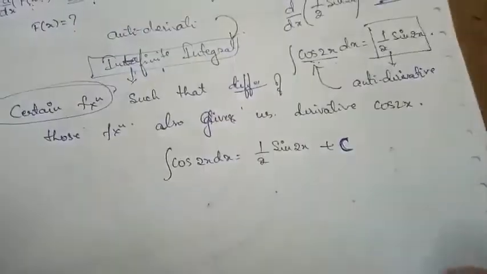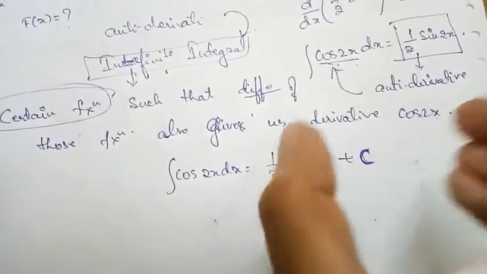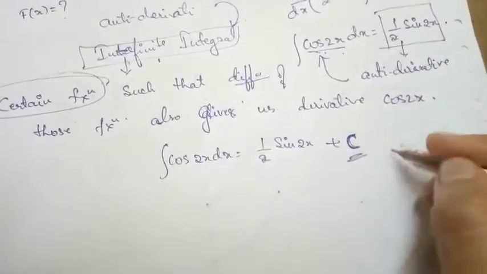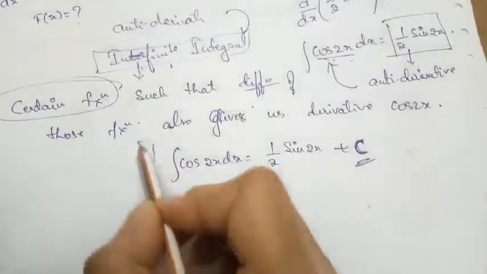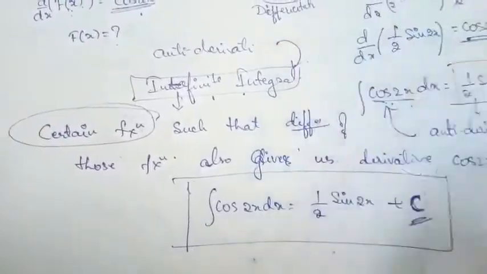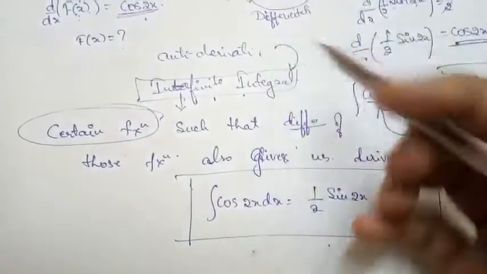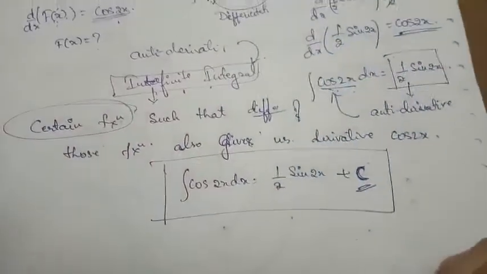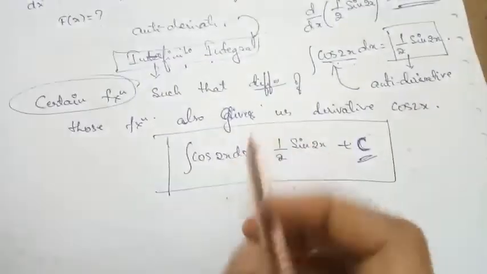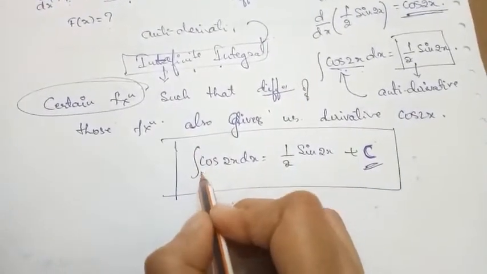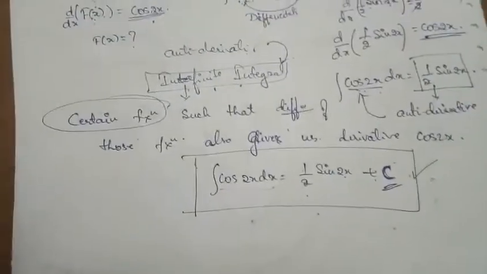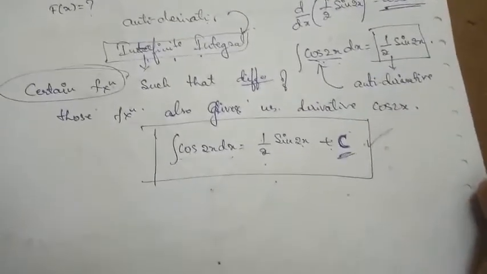This is a constant. The differentiation of these types of functions may involve any arbitrary constant, say c; this is an integral constant we add. So the indefinite integral is a proper explanation, or proper understanding, of an antiderivative. If we add this c, we give a proper definition of an antiderivative. So the antiderivative of cos 2x is 1 by 2 sine 2x plus c. This is how we get the antiderivative of any given function.